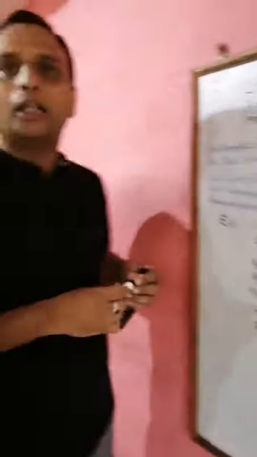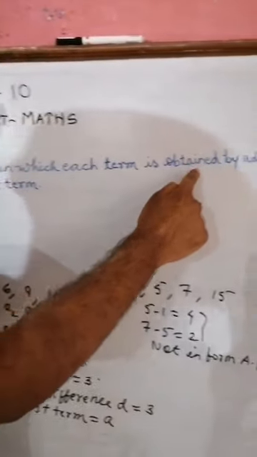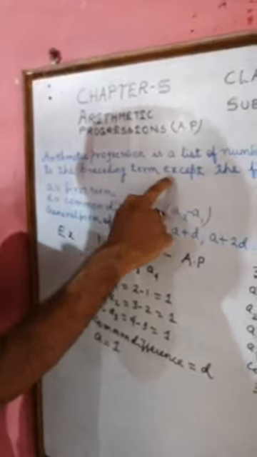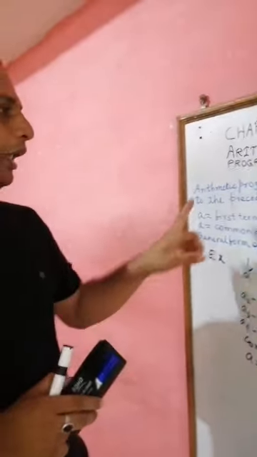Now we can define the arithmetic progression. Arithmetic progression is a list of numbers in which each term is obtained by adding a fixed number to the preceding term, except the first term. Now suppose somebody asks to form the AP. What do you have to do? You have to see what the common difference is. That common difference you will add to the next numbers. You can form any AP.